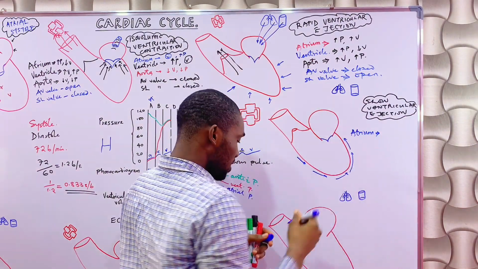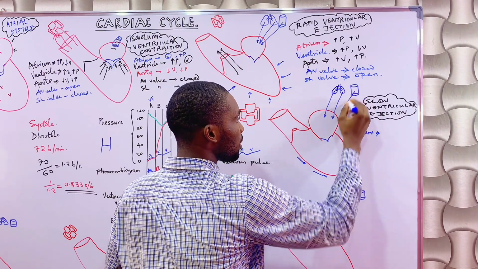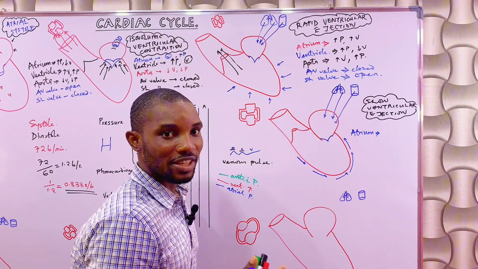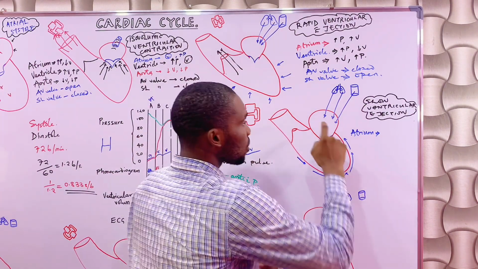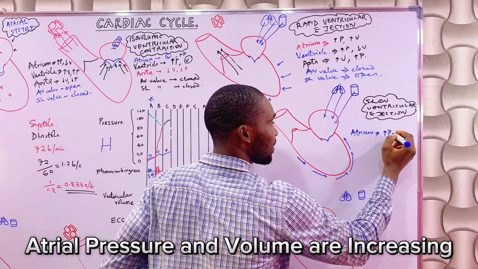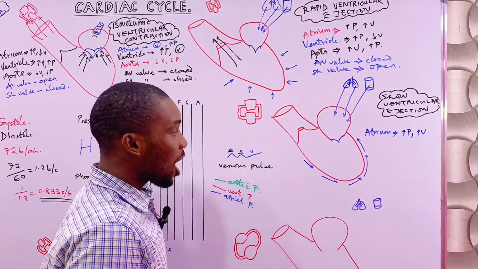So the atrium is still taking up blood from the veins, pulmonary veins or SVC, IVC, as the case may be. All right. So what happens to the pressure? The pressure is still increasing gradually, and the volume is increasing. All right.